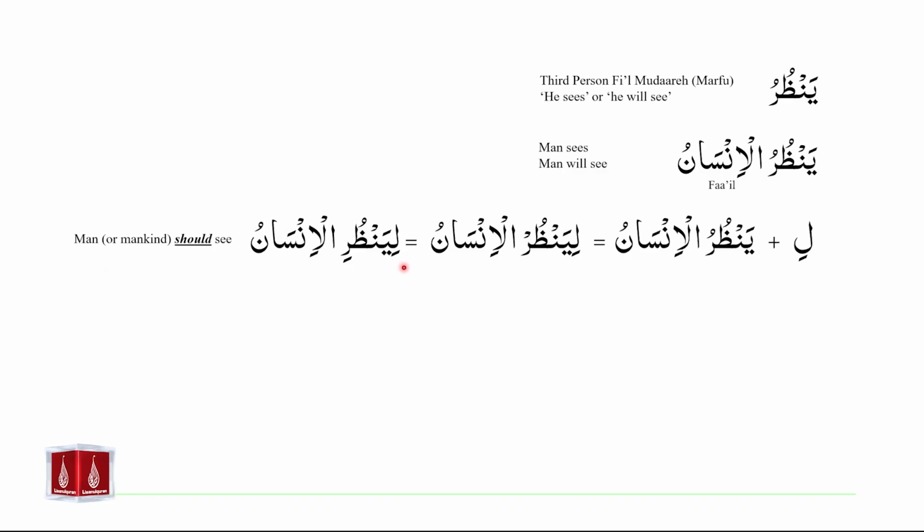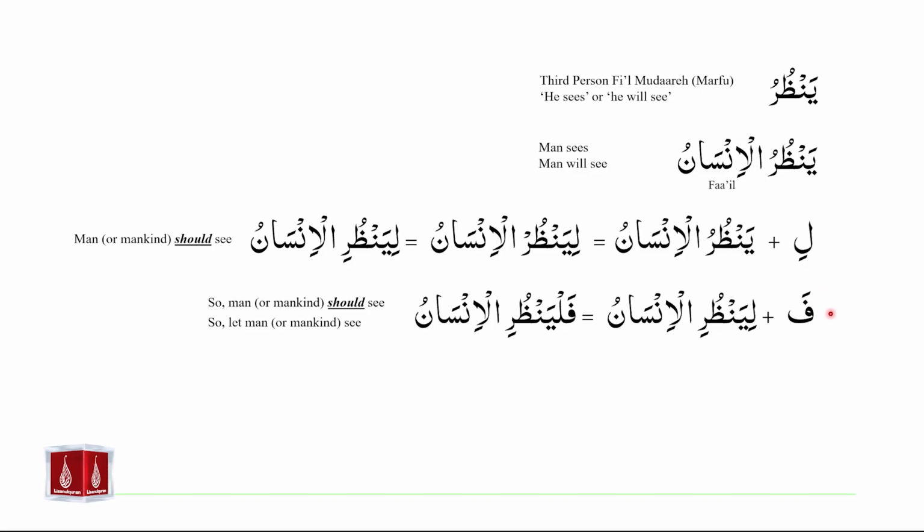So with the addition of laam of amr, we are creating fi'il mudari majzoom and we are creating the meaning of should. Next, we can also add this fa, which creates the meaning of so. Fa plus liyanzuril insanu becomes falyanzuril insanu. So with the addition of the fa, the zair under laam of amr is being replaced by sukoon on the laam of amr. As we studied on the previous slide, with the addition of thumma, fa, or waw, the zair under laam of amr will be replaced by sukoon symbol.